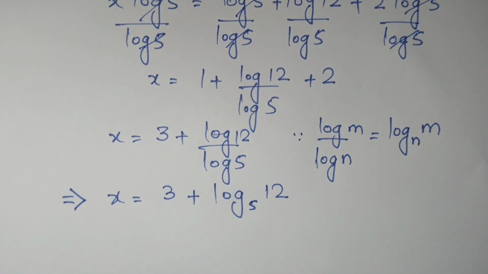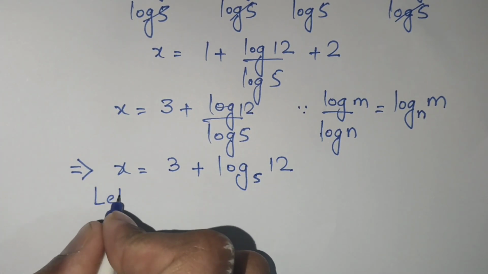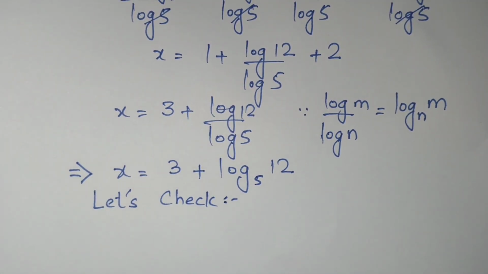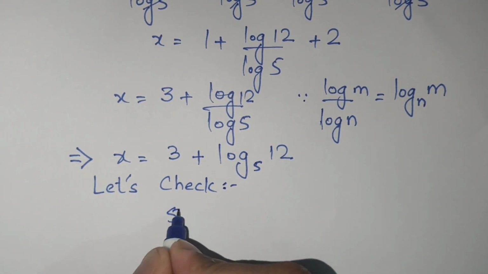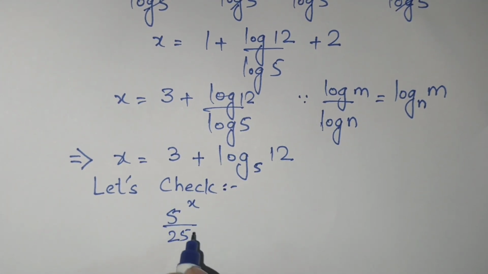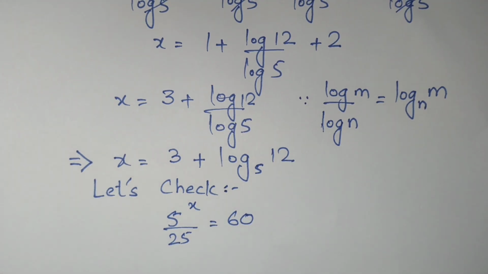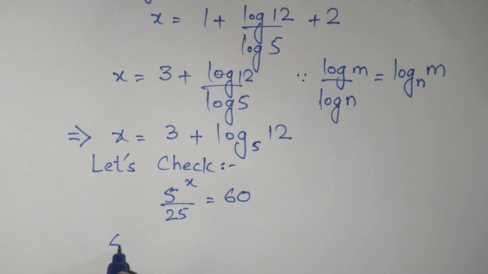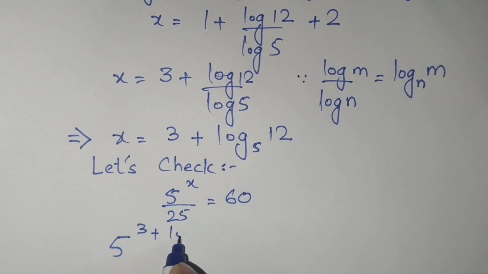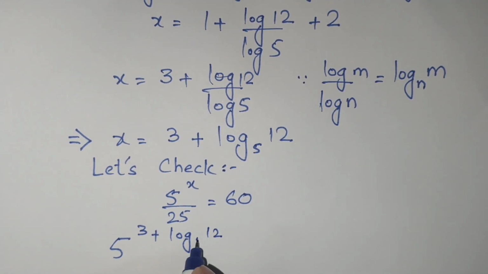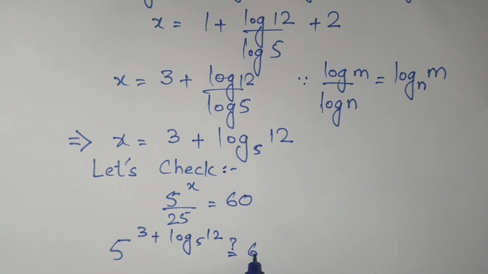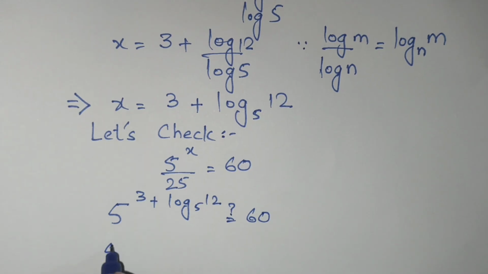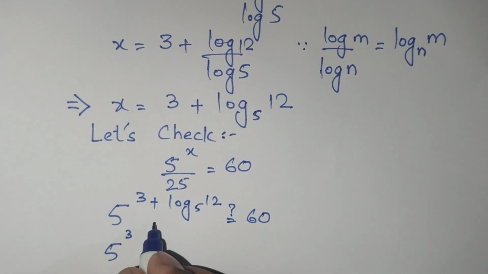Now we have to verify this value of x by putting this value of x in the given question, and the left hand side should be equal to right hand side. So we'll start checking it. We write the question 5 power x over 25 equals 60. Now we will put the value of x here. It will be 5 power 3 plus log of 12 with the base 5 over 25 equals 60. I forgot to write 25 here.